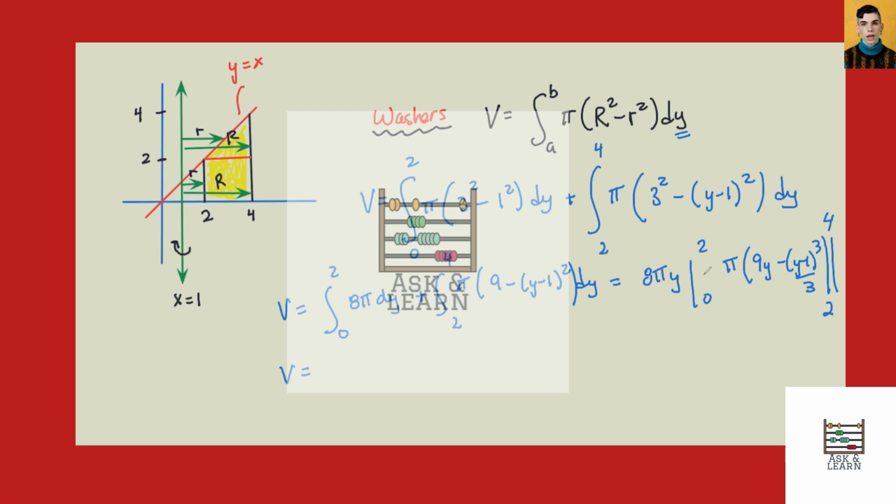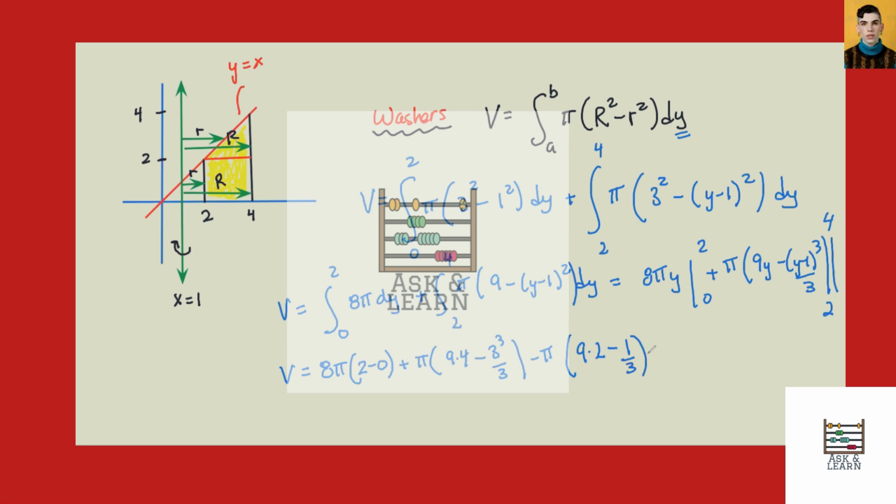Let's fix that. Okay, so the first one I plug in 2, so I'll get 8 pi, plug in 2 for y, and then subtract 0. The second term, I'm going to plug in 4 for y, so I get 9 times 4 minus (4 minus 1), so 3 cubed over 3. That's the first term. Then I've got to subtract with 2 plugged in. So I get 9 times 2 minus, and then 2 minus 1 is 1. So 1 cubed is just 1, so 1/3.